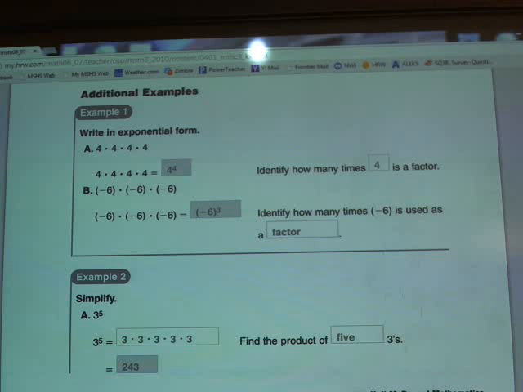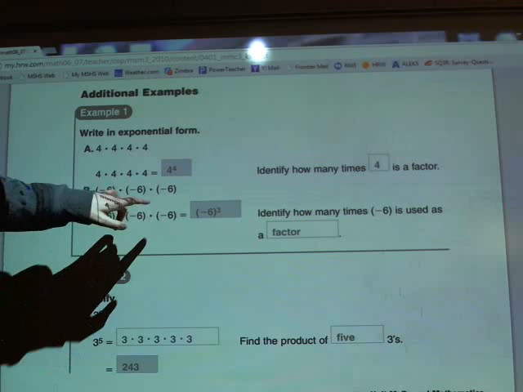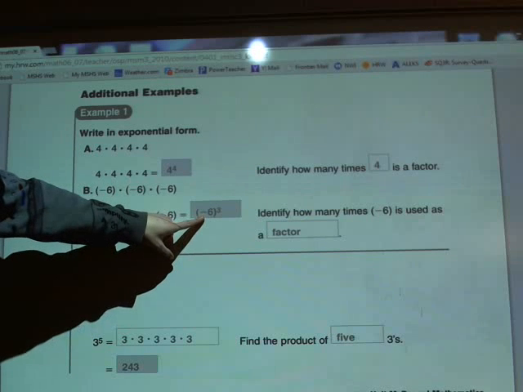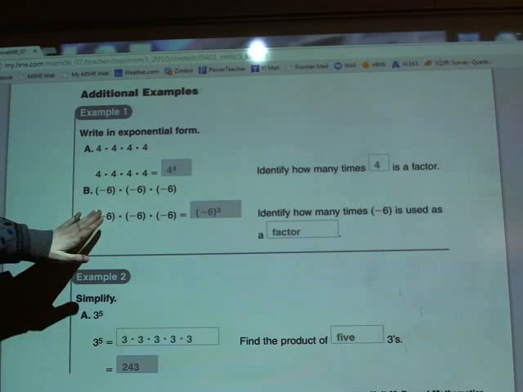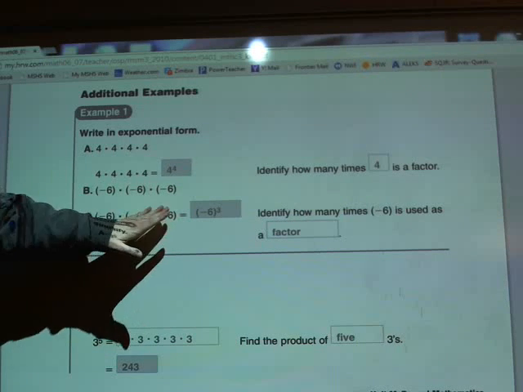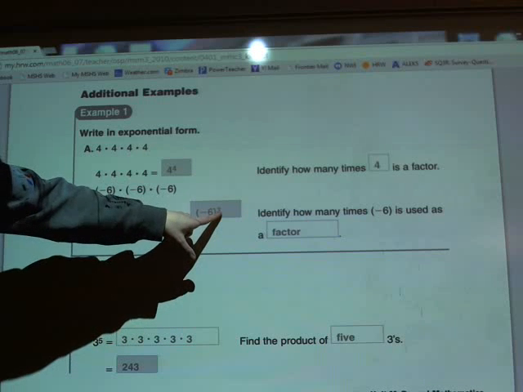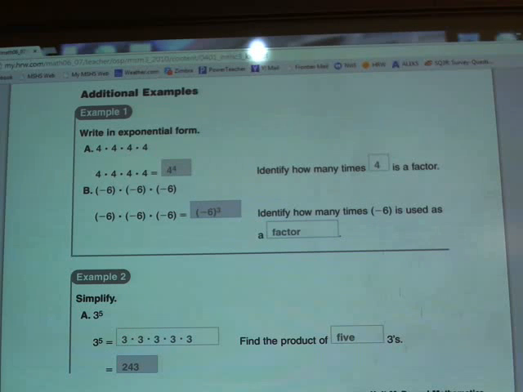We're going to do the same thing in B. Now, don't let the fact that there are negatives in B throw you. It doesn't matter. They can be positive, they can be negative. It's still the same thing when we're talking about the base. We've got negative 6 being multiplied together a bunch of times, so the base of my expression is negative 6. Again, the exponent is how many times it's being multiplied together. We've got 3 negative 6's in this problem, and that's why the exponent is 3. Negative 6 to the 3rd power is the same as negative 6 times negative 6 times negative 6.